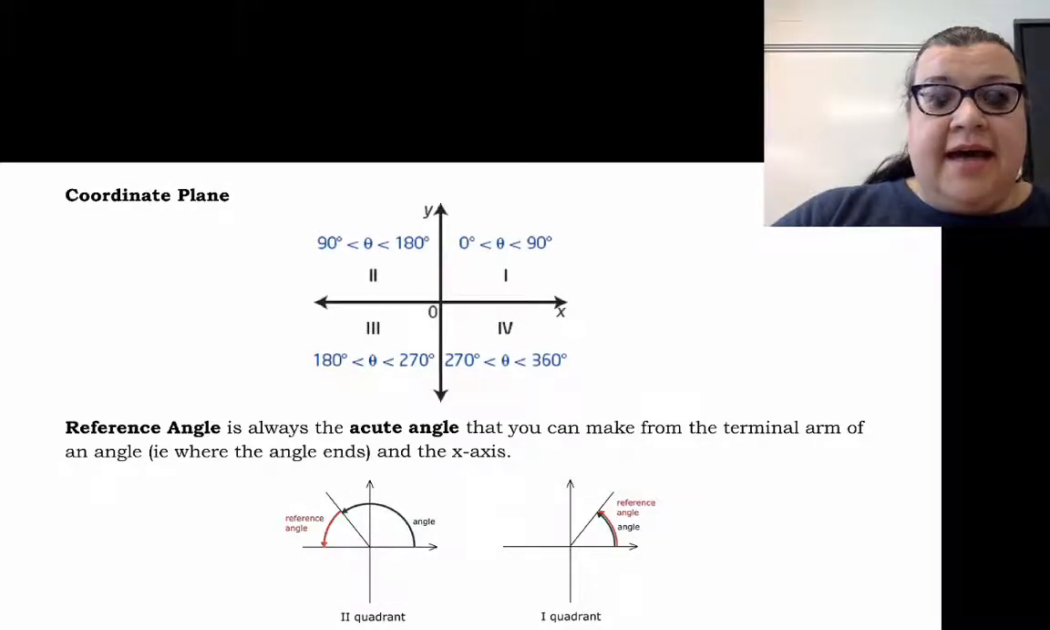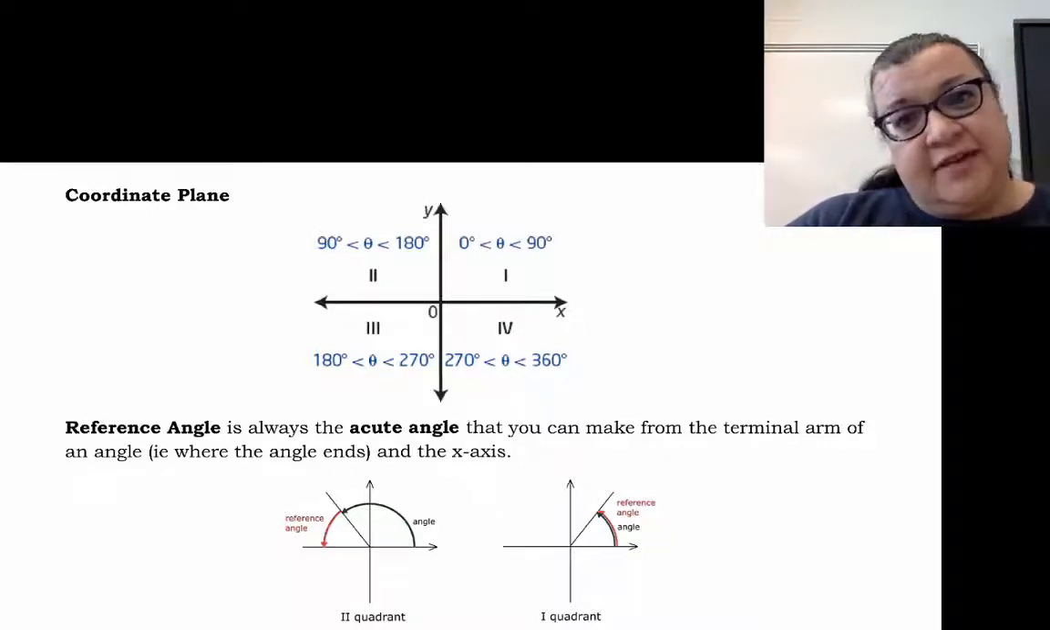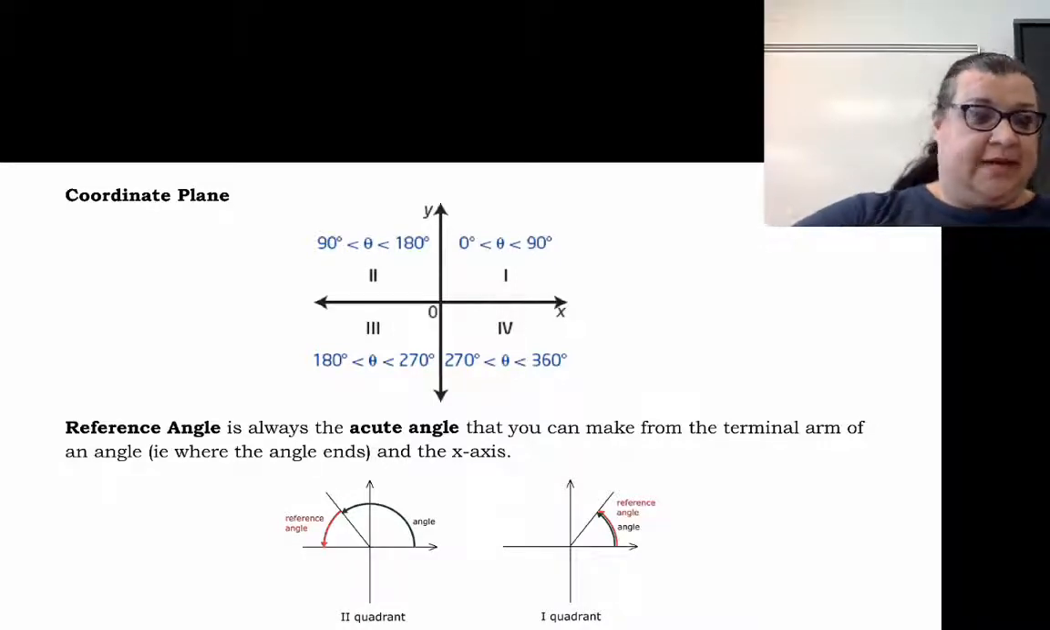And there's also the summary of the angles. So quadrant 1 is for angles from 0 to 90. Quadrant 2 is from 90 to 180. Quadrant 3 is from 180 to 270. And quadrant 4 is 270 to 360, just as I explained.